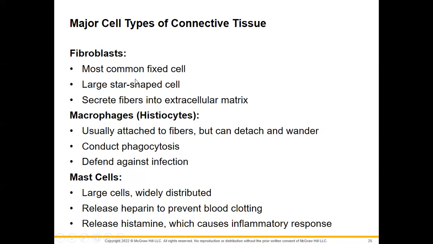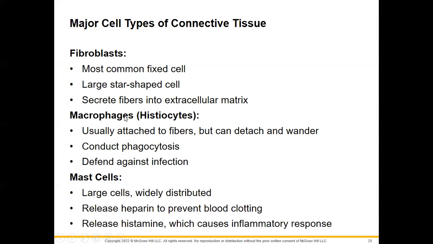Most of the fibroblasts are fixed cells. They get into an area, they stay in that area. That's where they do their job. These cells can have large star shapes, and they secrete fibers into the extracellular matrix. So these cells build fibers. They are part of the connective tissue, so they help contribute to that extracellular matrix by secreting fibers into the area that they are located, that they are fixed in. So those are fibroblasts.